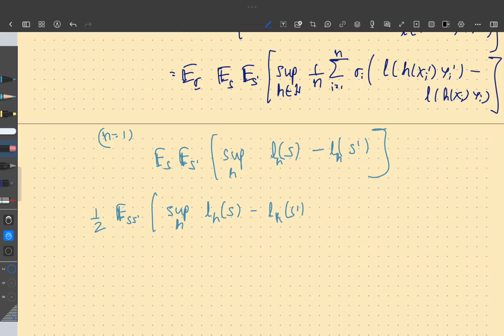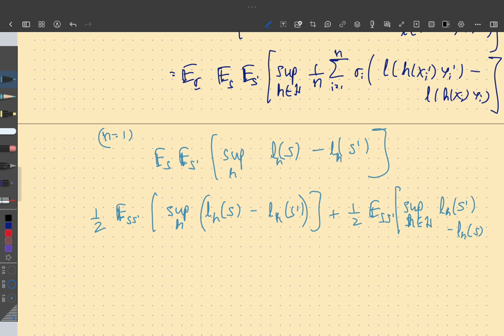My claim is this is equal to the supremum over H of LH of S minus LH of S prime, plus half the expectation over S prime of the supremum over all H of LH of S prime minus LH of S.